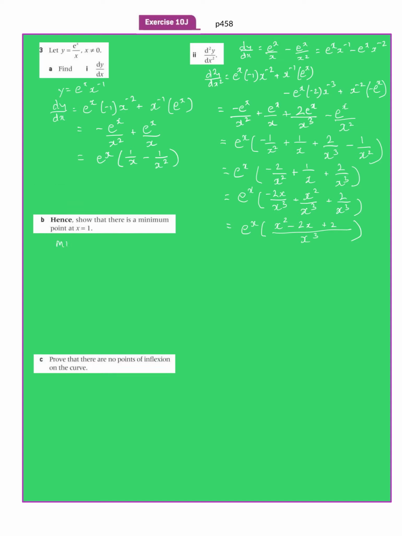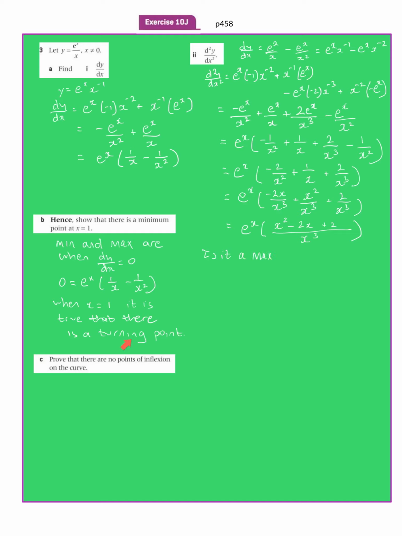Good. Let's have a look at part B. It says, hence show that there is a minimum point. Well, a minimum or maximum occurs at a turning point, and a turning point is when the first derivative is equal to 0. So we're going to equate this to 0. Now they've already told us to use this point x equals 1, so that makes it a little bit easier. We just say at x equals 1, and you can see if you put 1 in here, then it's true that there will be a maximum or minimum there, because this term becomes 0, so that satisfies that. The left-hand side would equal the right-hand side. So we know there is a turning point.